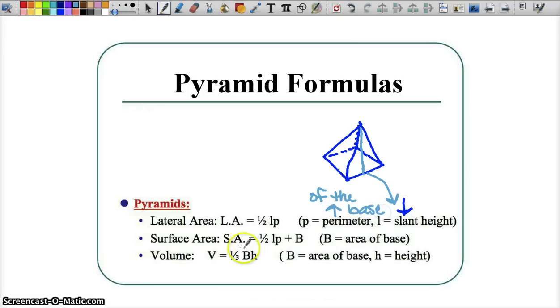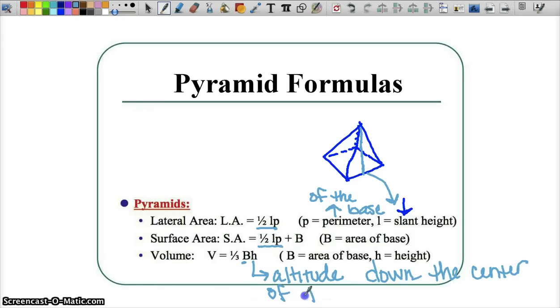All right, and then surface area. So of course it's taking your lateral area and then adding the area of the base to it. And then for volume, we take 1/3 area of the base and multiply by the height. Now when we're talking about height, we're talking about altitude. So straight down the center of the pyramid.